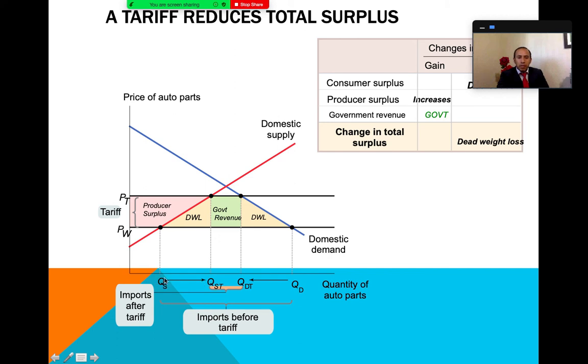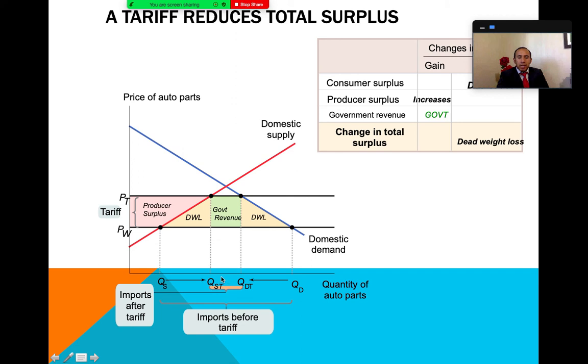They have increased their production from QS to QST. Production increases. That increases their producer benefit because they can sell more of the product to the consumers at a higher price. So that increases their net producer benefit, which is this pink area.